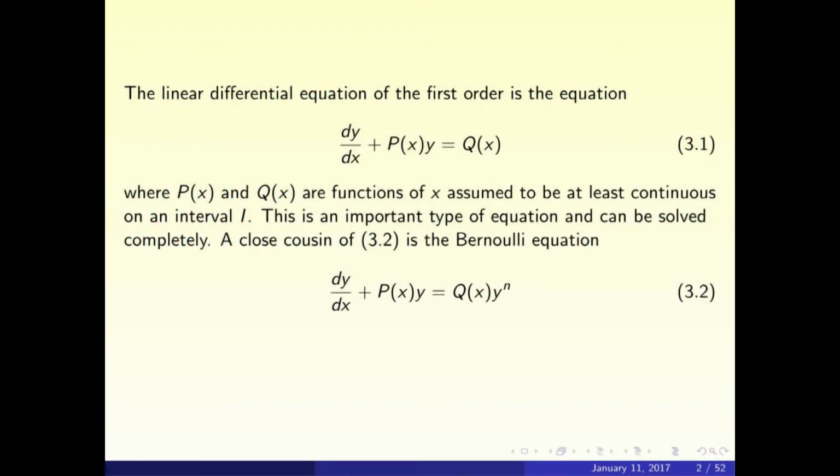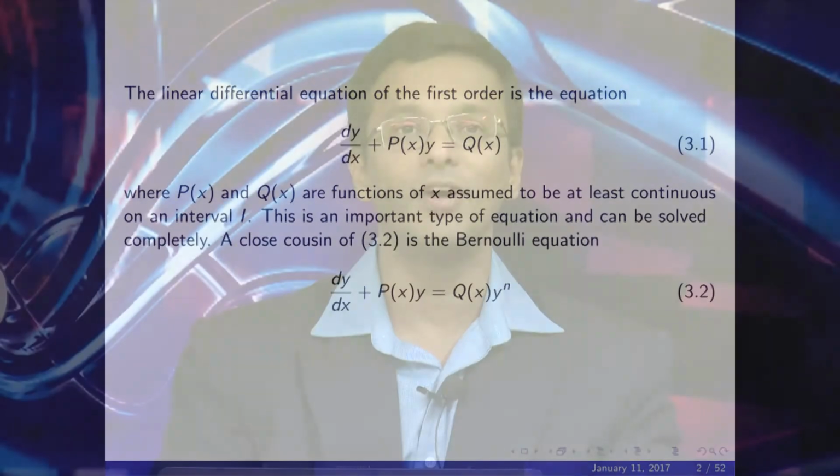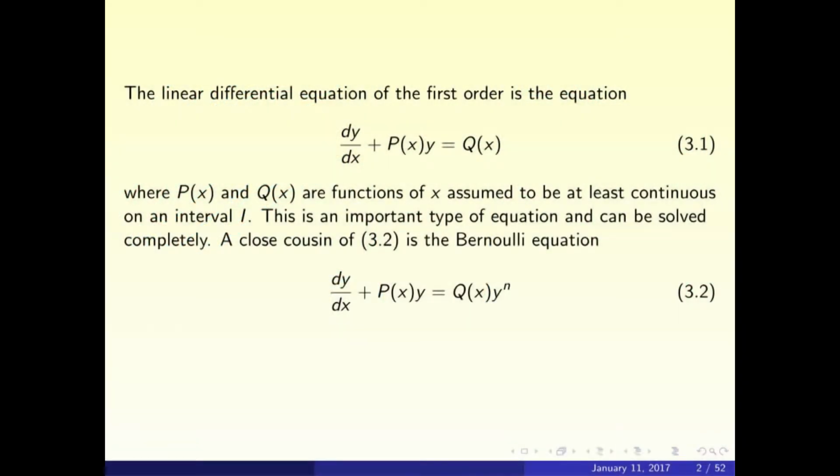Let us now look at the Bernoulli equation. The Bernoulli equation, I said, is a close cousin of the linear equation. What does it read? dy by dx plus p(x)y equals q(x) y to the power n, which is equation 3.2 in the slide. These two equations go together. In fact, we shall see that 3.2 can be reduced to 3.1, which is why we study them together.